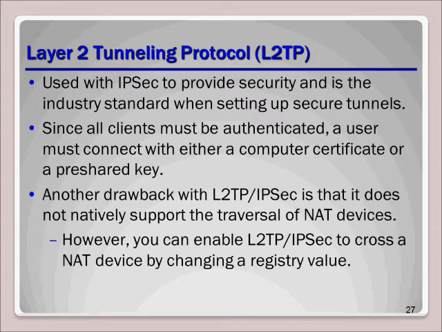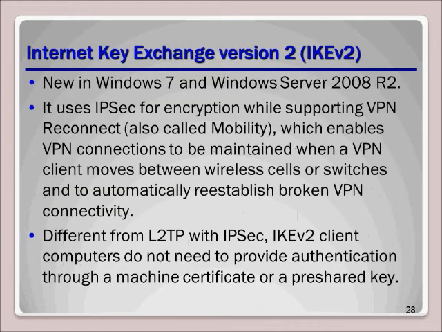Layer 2 Tunneling Protocol is used with IPsec to provide security and is the industry standard when setting up secure tunnels. Since all clients must be authenticated, a user must connect with either a computer certificate or a pre-shared key. Another drawback with L2TP and IPsec is that it does not natively support the traversal of NAT devices. However, you can enable L2TP IPsec to cross a NAT device by changing a registry value.